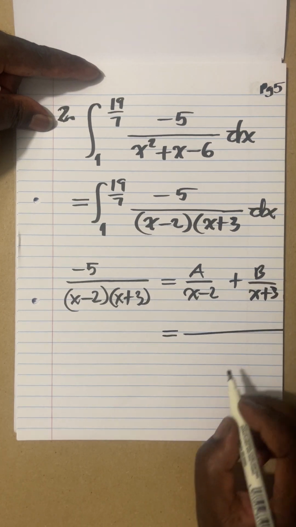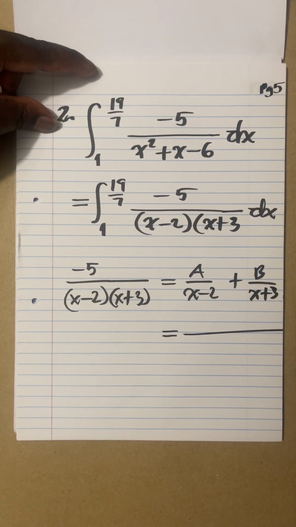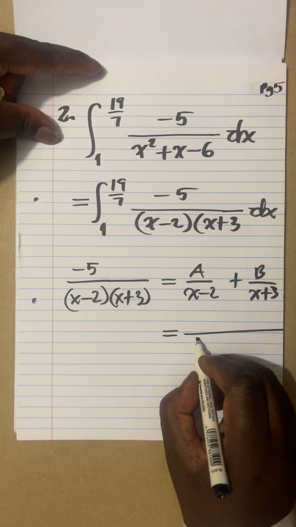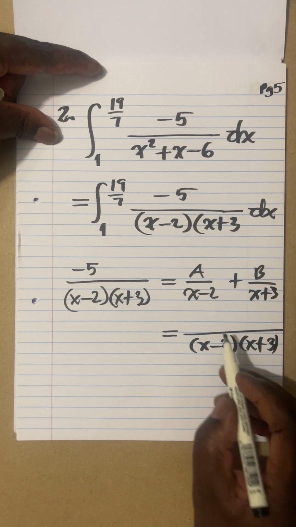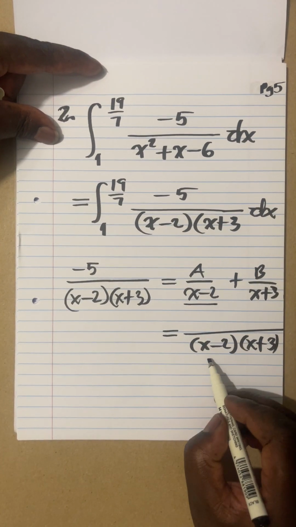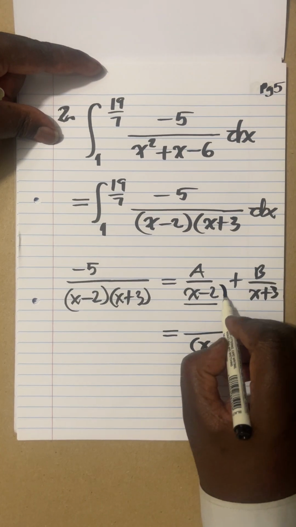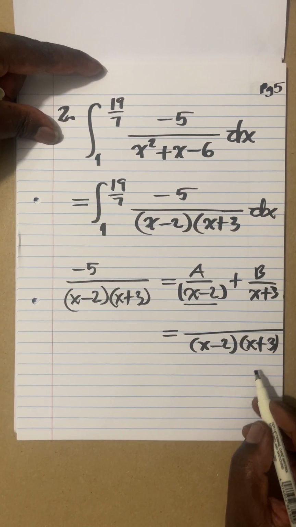I mean the common denominator, the lowest common denominator. It's going to be just the product of the two. So x minus 2, and then we have x plus 3. Now this one here into that, of course these two cancel, you're left with that. So that has to multiply by the numerator, this one here.